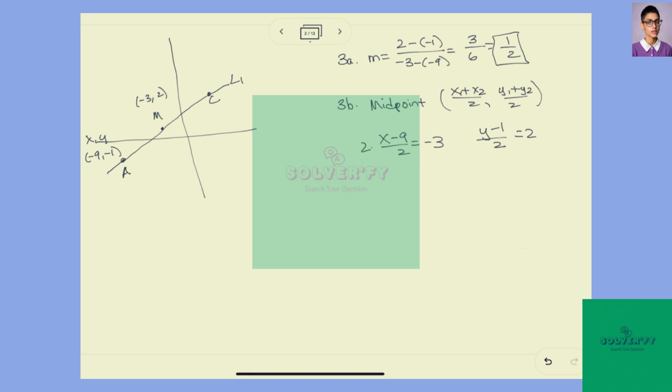Multiply both sides of the equation by 2. x minus 9 equals -6. Add 9 to both sides, so the x coordinate of C is 3. Multiply both sides by 2. y minus 1 is 4, so the y coordinate is 5. So point C is located at (3, 5).